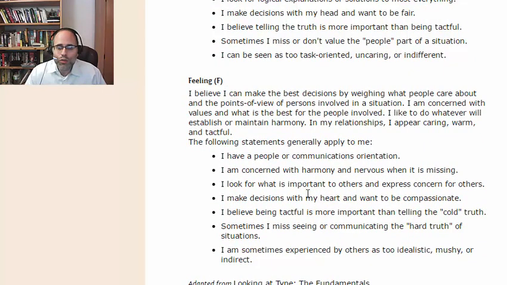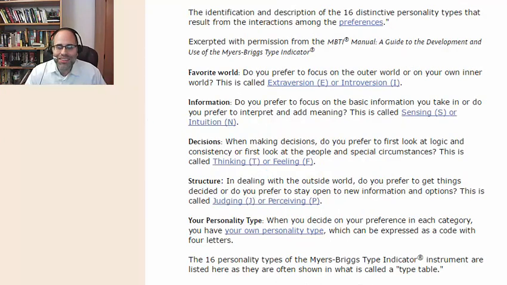The F looks to be a little bit more emotional. I look for what is important to others and express my concern for others. I believe being tactful is more important than telling the cold truth, maybe shading the truth a little bit to make somebody feel better. And the downside of the feeler is maybe looking at things a little bit too idealistic or mushy or indirect.